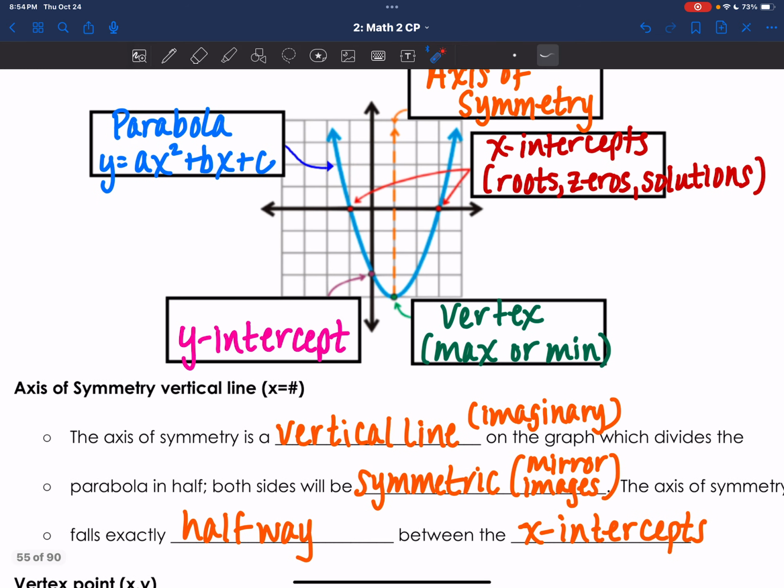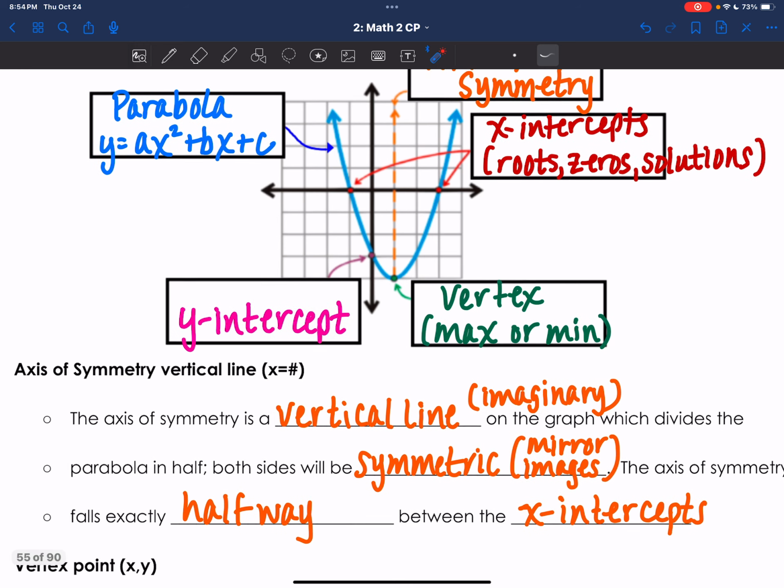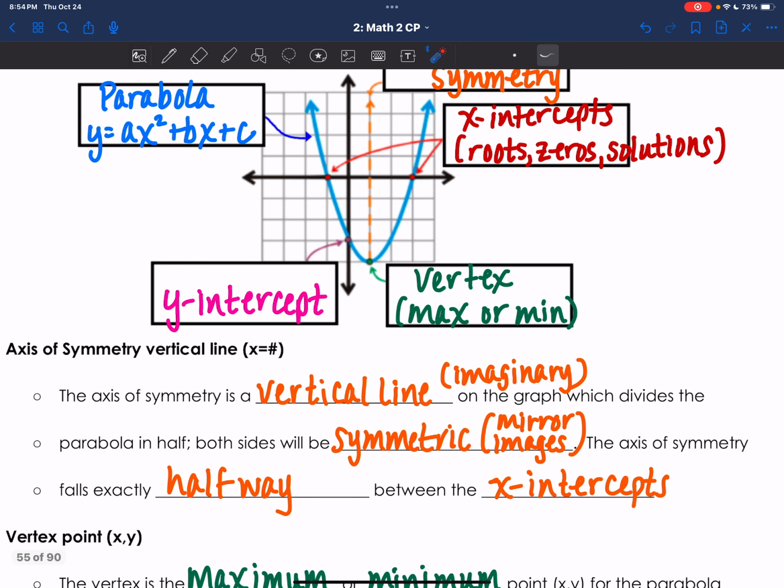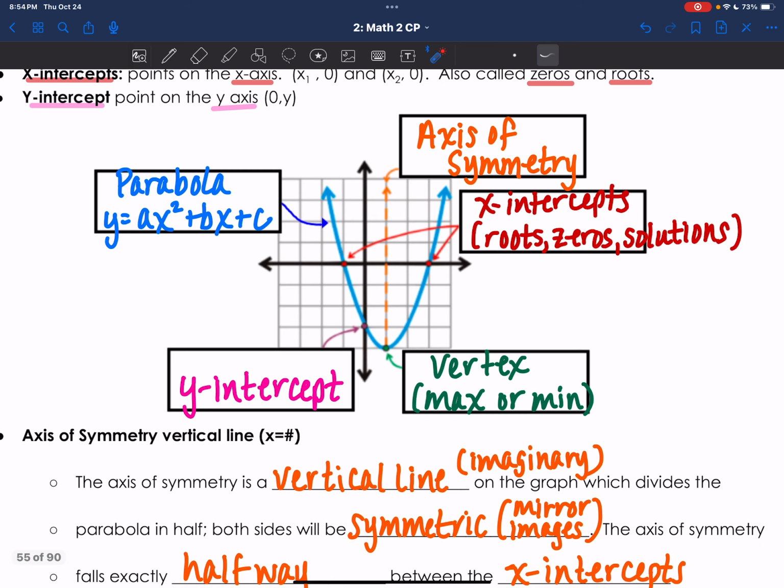There's also something called an axis of symmetry. It's a vertical line, so your equation is going to be x equals wherever it crosses the x-axis. If you look here, you see this little dashed line on your graph, and you notice it evenly divides the parabola in half. So both sides are symmetric, meaning they're mirror images, and the axis of symmetry falls exactly halfway between the x-intercepts. I've got 2 here and 2 there, so this falls directly in the middle, and that is called your axis of symmetry. You'll see me write it as AOS, axis of symmetry.